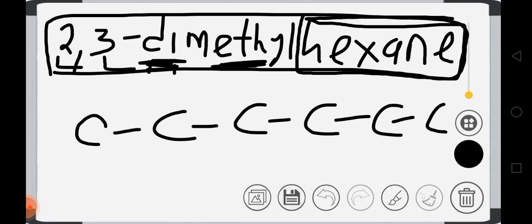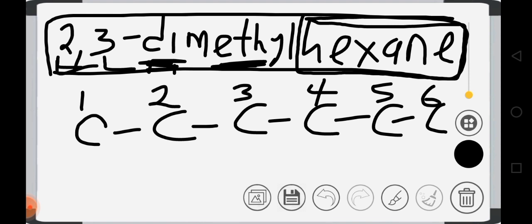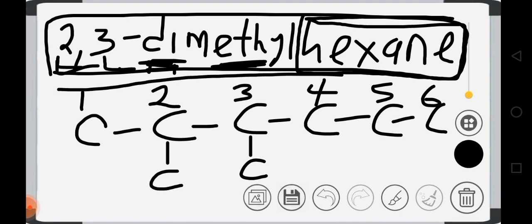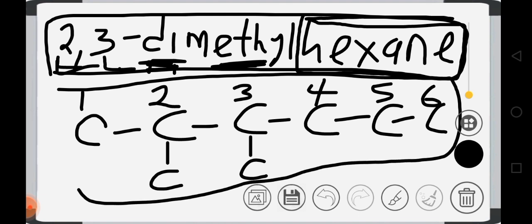So I think it will be very simple. Let me just count from here: 1, 2, 3, 4, 5, 6. So our second carbon will be 2. You just put 1 methyl group there. The third carbon will be this. Put another methyl group here. So this is the structure now of 2,3 dimethyl hexane. Simple as that.